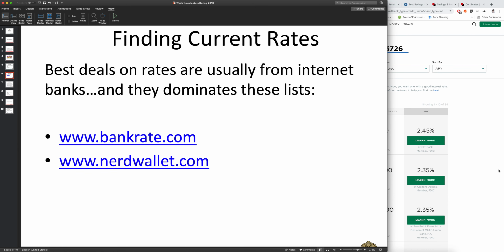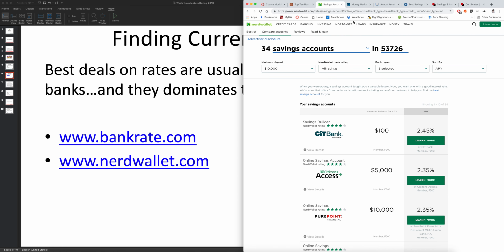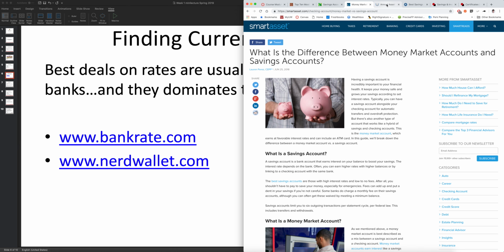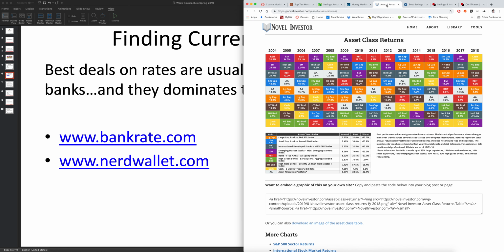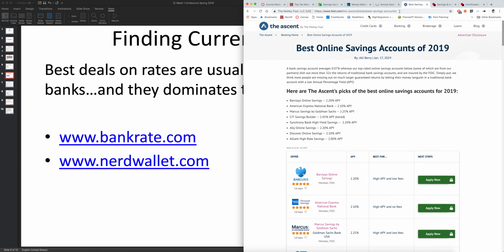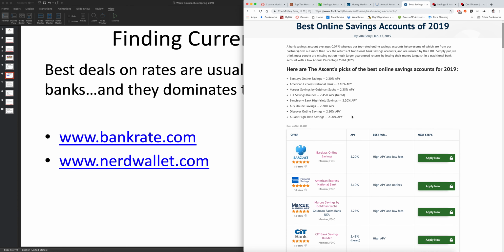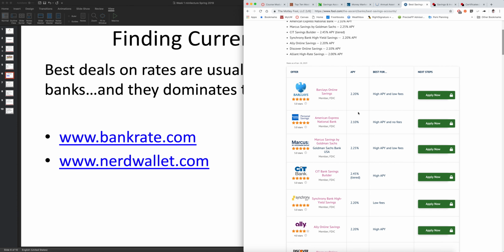So where can you find good rates? I've just pulled up NerdWallet. That's one option. Bankrate.com is another one. Oh, here it is. And then Motley Fool has their own search tool. What I don't like about theirs is it's a little bit more difficult to sort by APY. A lot of the same players show up on these sites.